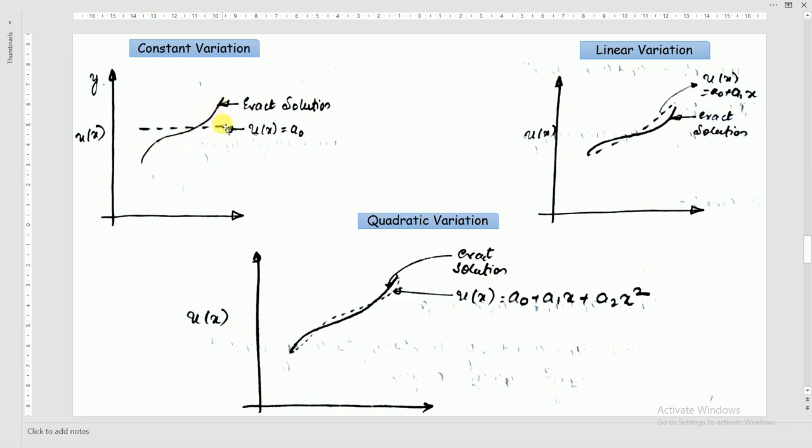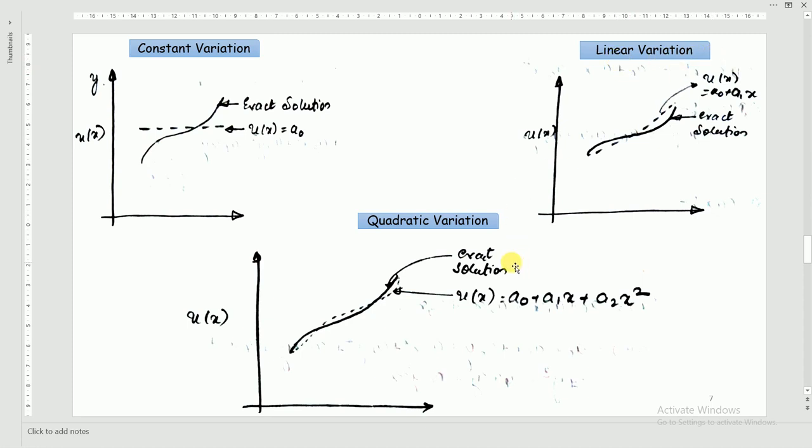When you assume a polynomial function and solve it, that is your constant variation, and that is how your closeness is with respect to the exact solution. Now if you increase the order of the polynomial from 0 to 1, u of x equal to a naught plus a1 x, the continuous line is your exact solution and the dotted line is your approximate solution, when you use linear variation.